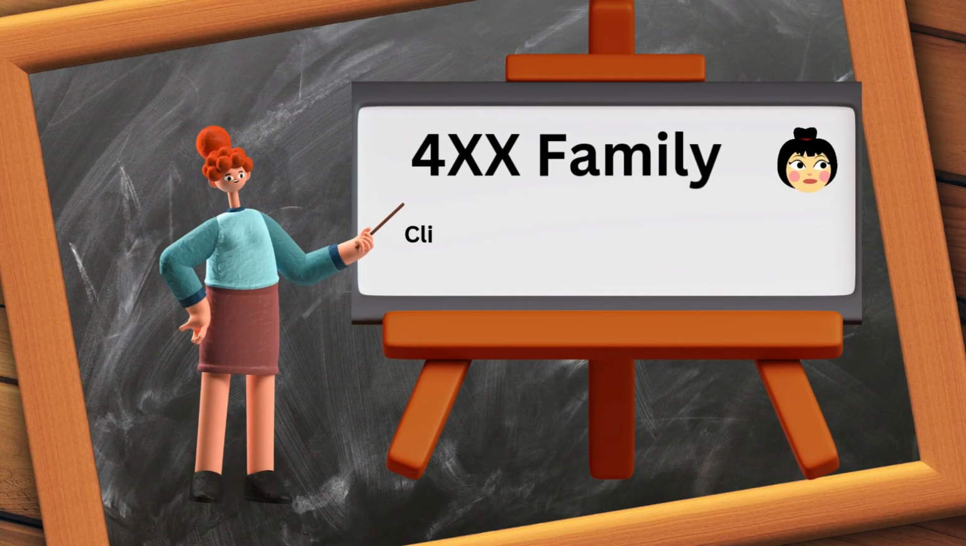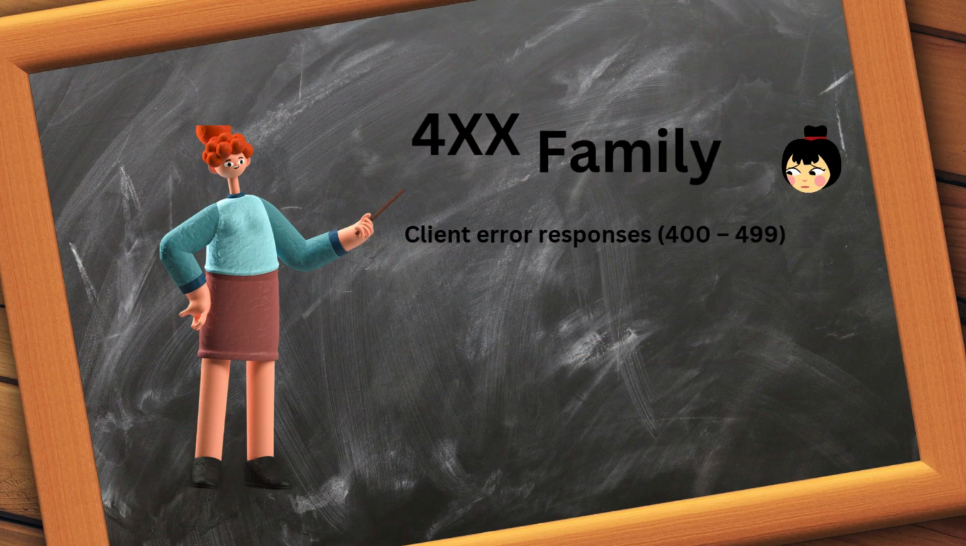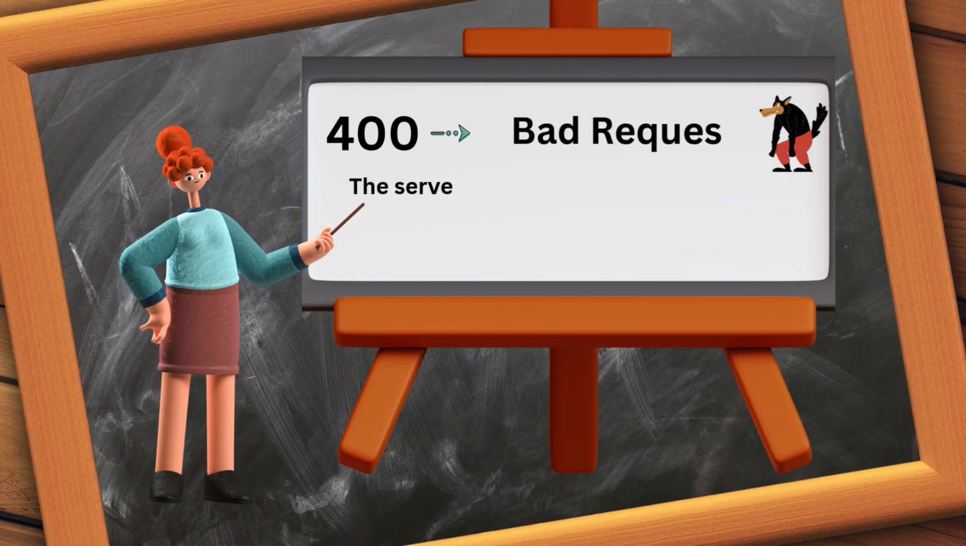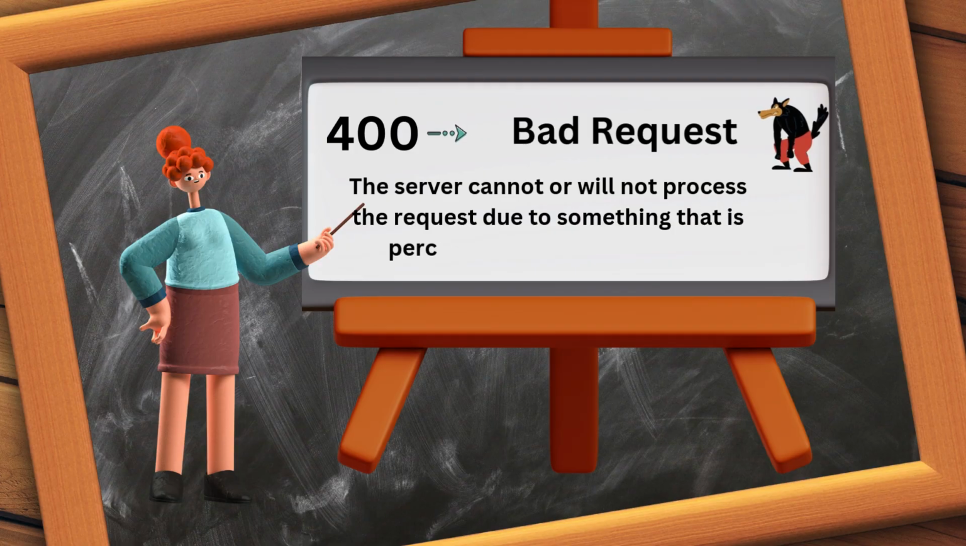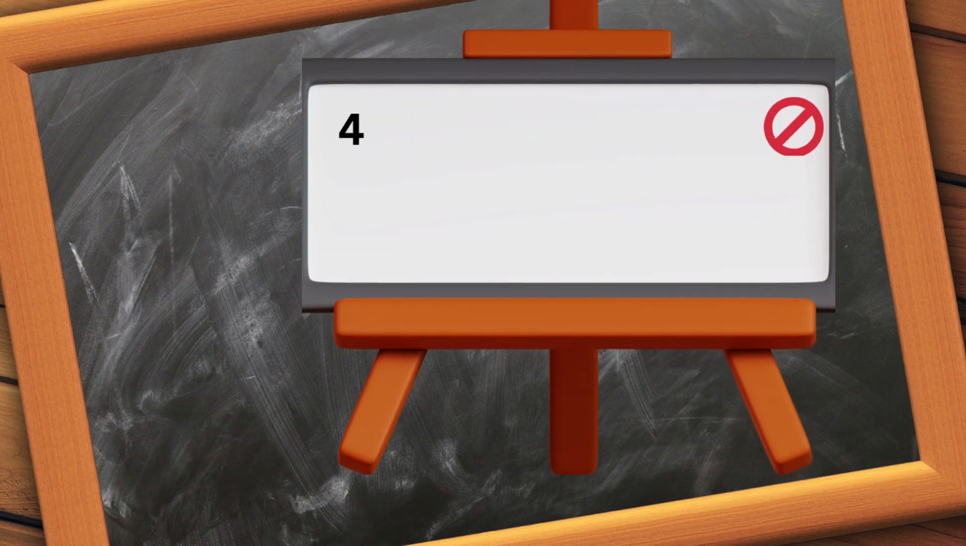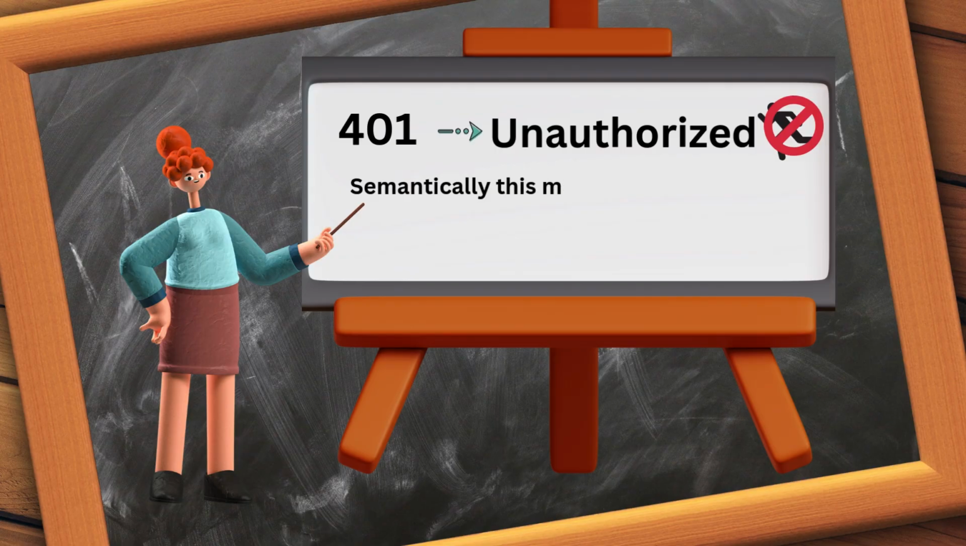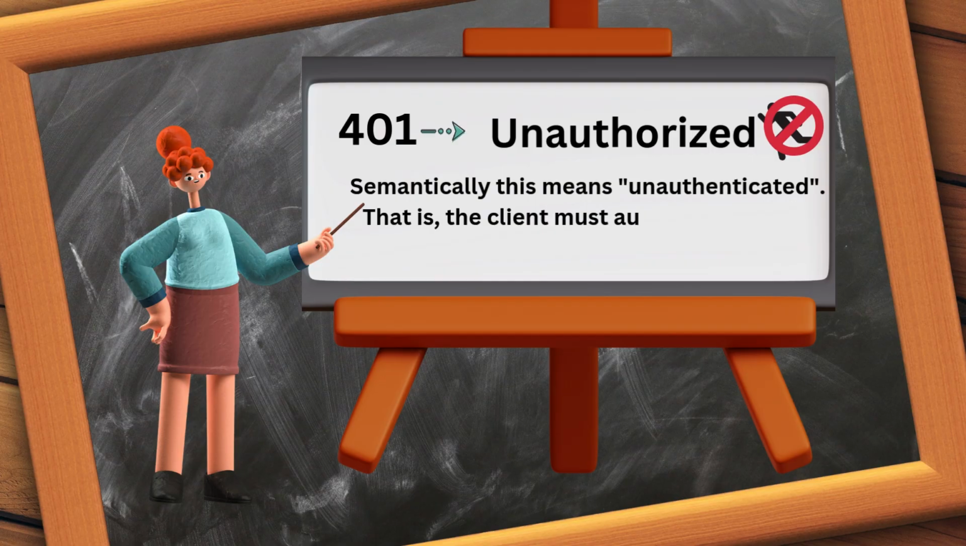Now, let's talk about when the client messes up. This is the 4xx club, and no, they don't serve drinks. 400 for bad request. The client sent something invalid, maybe missing parameters, wrong JSON format, you name it. Don't be shy, add a helpful error message in the response body.